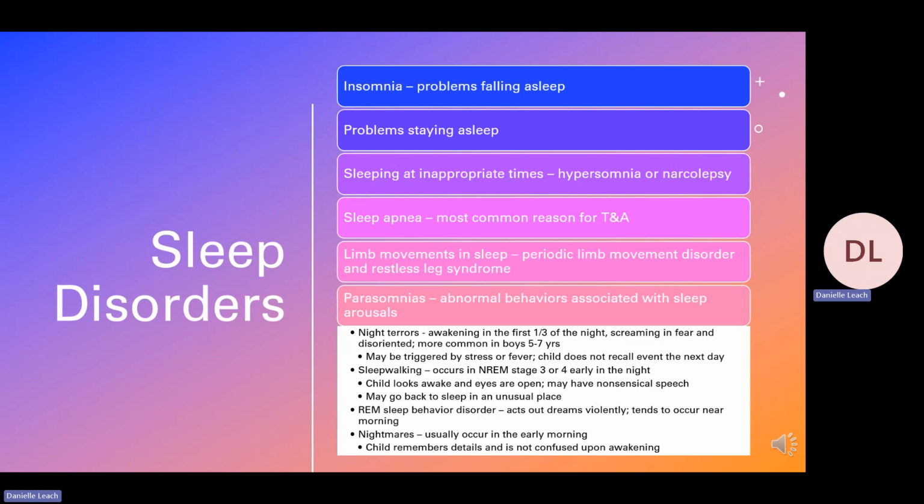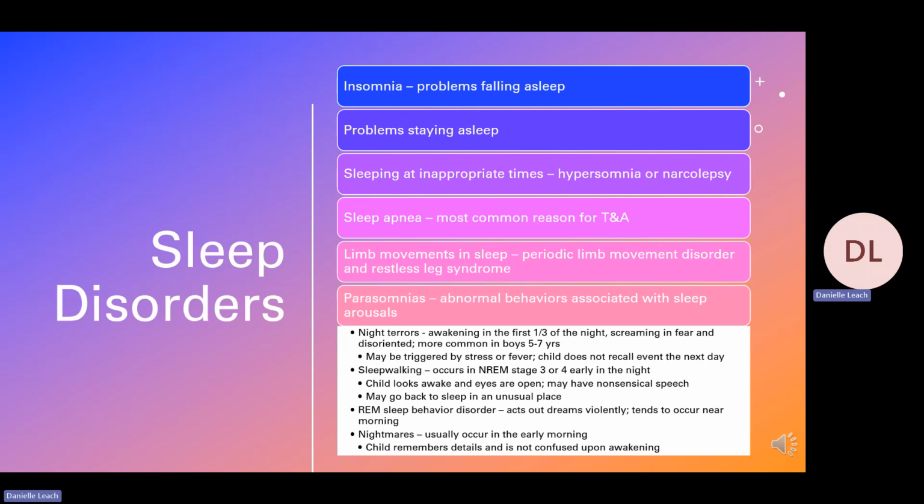Sometimes the night terrors can be triggered by something, like if they have a fever, if they are under a lot of stress, or if they do have sleep deprivation. The following day, the child doesn't recall any events of the night terrors. It can also occur in older children and adolescents if they are under a lot of stress or if they start consuming alcohol, but it's most common in boys aged 5 to 7.